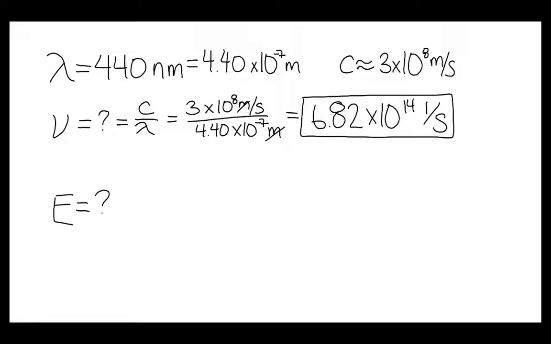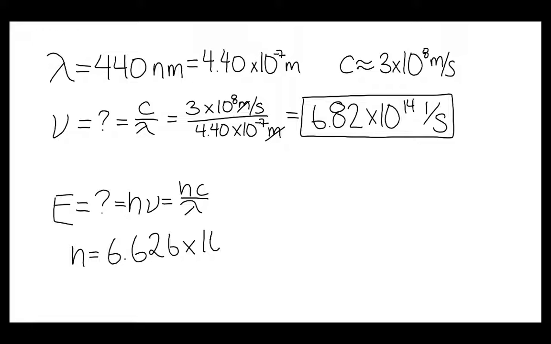And so now that we've calculated the frequency, we can calculate the energy of our wavelength as well. And so that equation is h nu. And so h is Planck's constant, nu is the frequency. And so if we replace nu with c over lambda, what we get to calculate the energy is hc over lambda. And so Planck's constant, which is h, has a value of 6.626 times 10 to the negative 34 joules seconds.